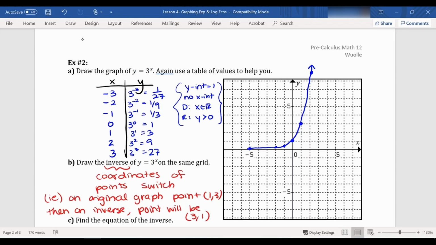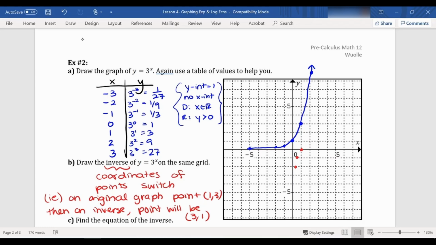So I'm going to work my way left to right. My first point that I drew here had an x value of -2 and a y value of 1/9. This means that now my x value will be 1/9 and my y value -2. The next point I drew was an x value of -1, a y value of 1/3. If I switch these, this is now an x value of 1/3 and a y value of -1. Next, I had x is 0, y is 1. This means now I'm going to have y is 0, x is 1.